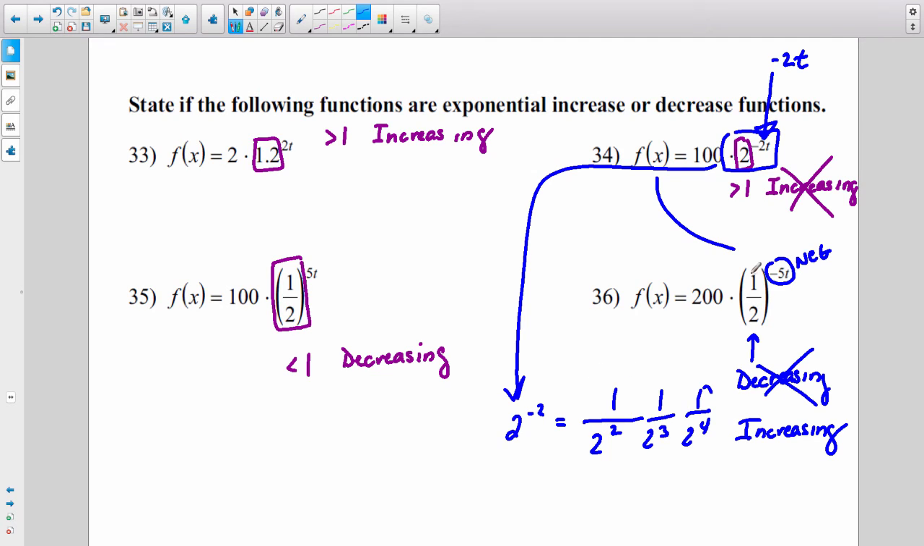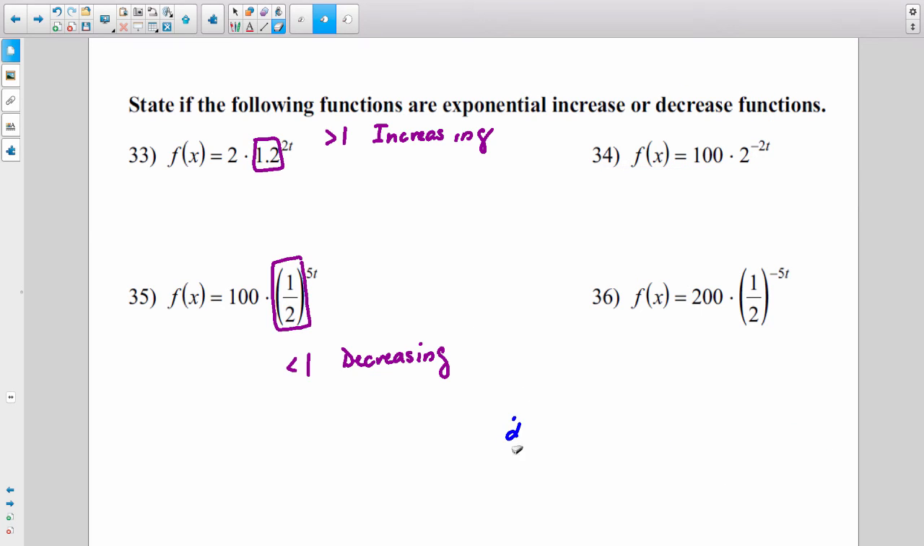And it's the same thing here. When you're a fraction with a negative exponent, for example, 1/2 to the -2, that would be like saying 1 over 1/2 to the +2.